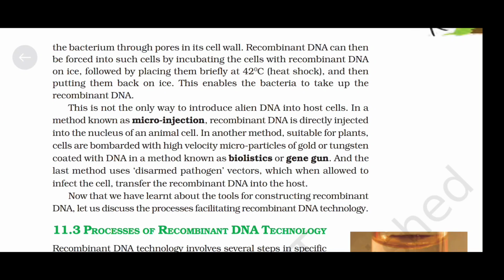In a method known as microinjection, recombinant DNA is directly injected into the nucleus of an animal cell. In another, cells suitable for plant cells are bombarded with high velocity microparticles of gold or tungsten coated with DNA in a method known as biolistics or gene gun. And the last method uses disarmed pathogen vectors, which, when allowed to infect the cell, transfer the recombinant DNA into the host.